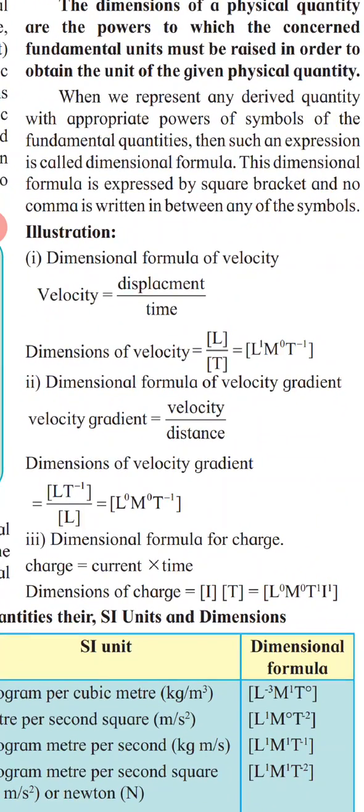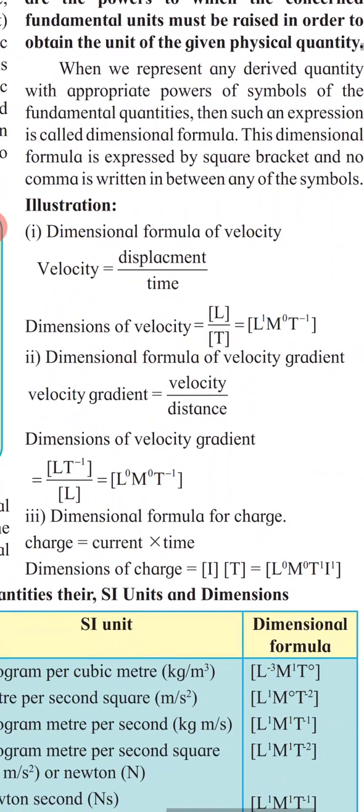Suppose we consider one quantity, that is velocity. The formula of velocity is displacement upon time, and the dimension of velocity is nothing but L upon T, because displacement is in meters, for which we use L for length, and T is time. So its dimension will be L M T. It has only two terms, L and T, so it is L^1 M^0 T^-1.